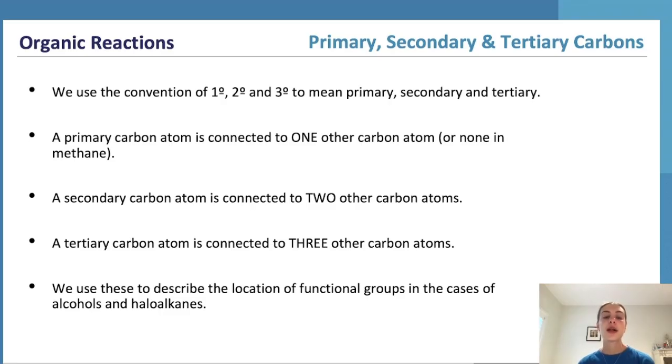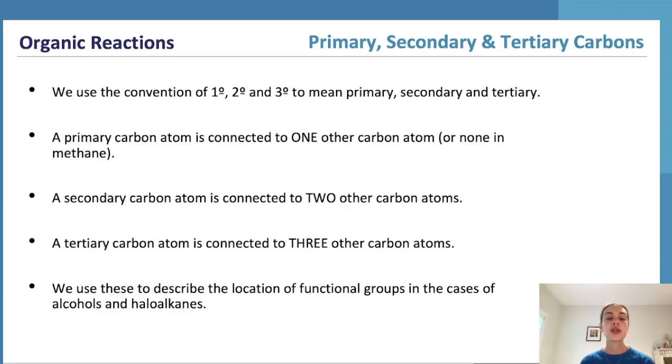A primary carbon atom is the carbon atom which is connected to one other carbon atom, or for example, in methane, no other carbon atoms. A secondary carbon atom is connected to 2 other carbon atoms. And then a tertiary carbon atom is connected to 3 carbon atoms.